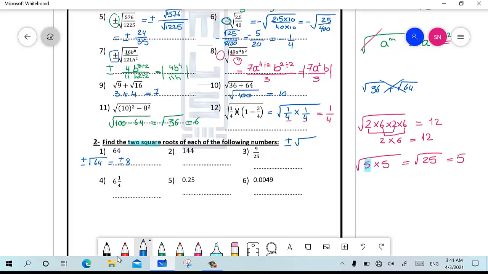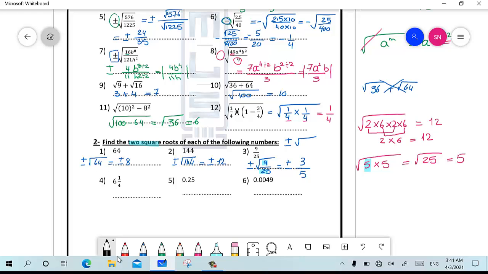What's gonna be the two square roots of 144? It's positive negative square root 144, which is going to be equal to positive negative 12. And now I want to find the two square roots of 9 over 25. So again, positive negative, since I'm searching for the two square roots, square root 9 over 25. So it's positive negative square root of 9, which is equal to 3, over square root of 25, which equals 5. So it is positive negative 3 over 5.